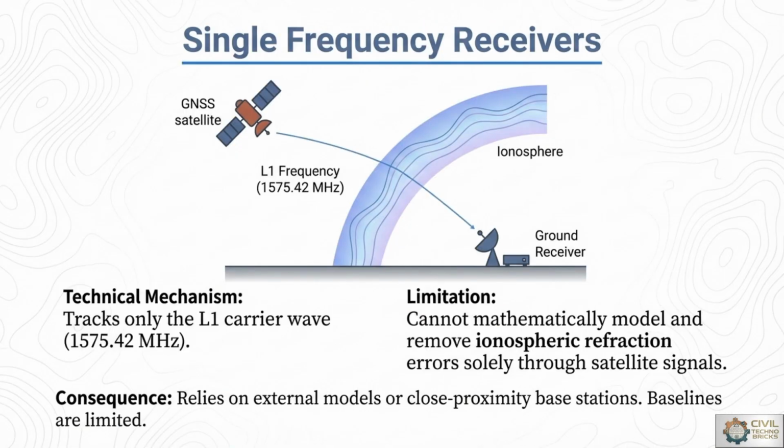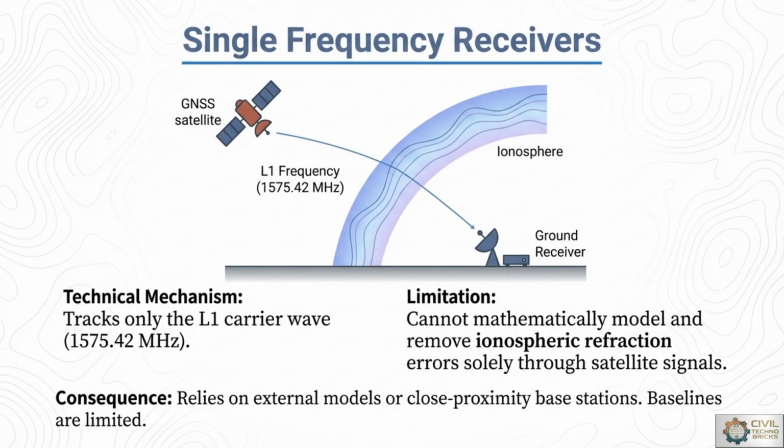Next one will be the single frequency receivers. Single frequency receivers depend on the ground receiver and the satellite with reference to the frequency band, like the L1 frequency band at 1575 megahertz. The satellite signals travel through the ionosphere to the ground receiver.